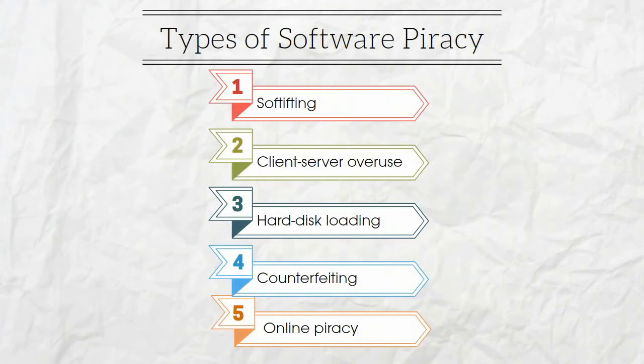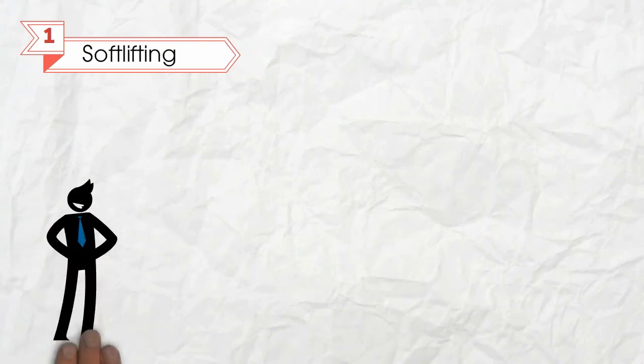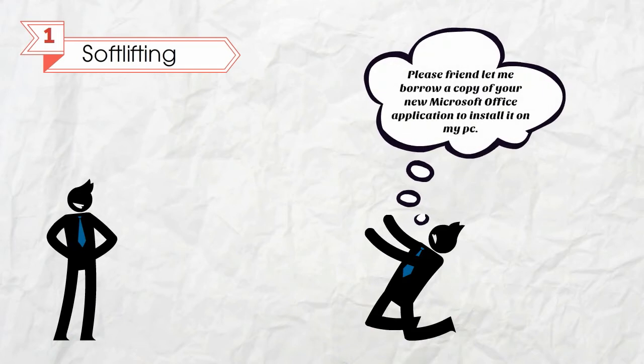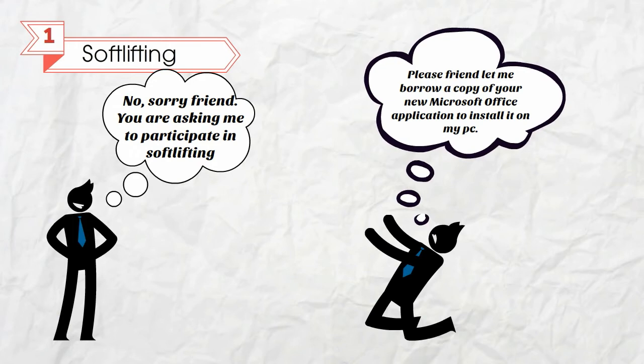Although the lines can be blurred sometimes, there are 5 types of software piracy. Soft lifting, the most common. Client-server overuse. Hard disk loading, often committed by hardware dealers. Counterfeiting and online piracy. Soft lifting or soft loading is the most common type. It usually means sharing legally purchased software with a friend or installing it onto several computers more than the purchase license allows for.